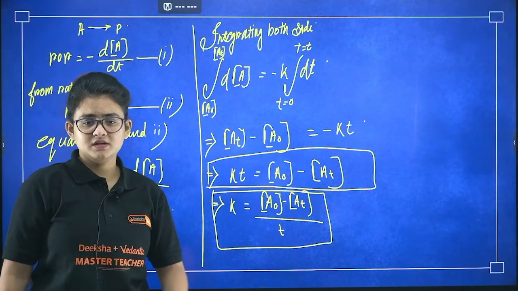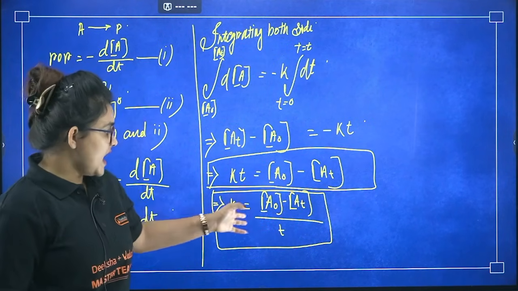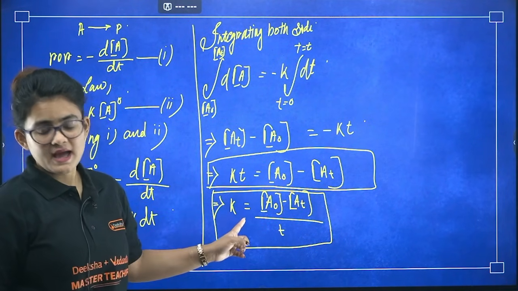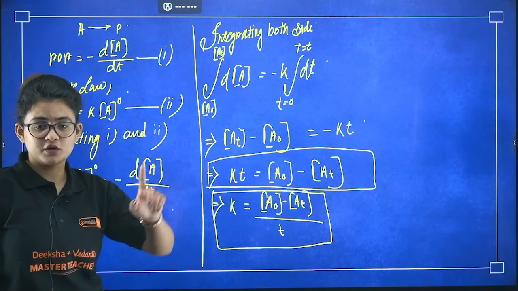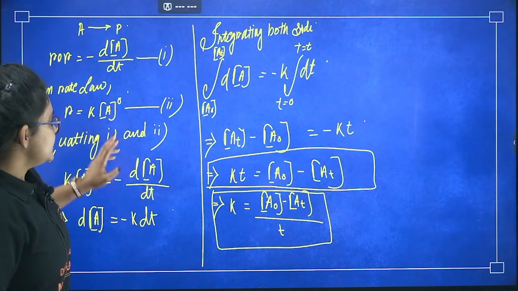So if they ask for this derivation, you can do it, and please don't forget to mention the abbreviations there: what is k, what is A0, what is At, what is t. Don't forget to mention them. I guess it's clear to you.